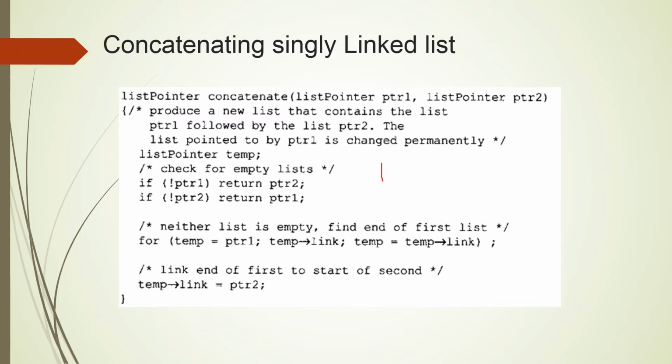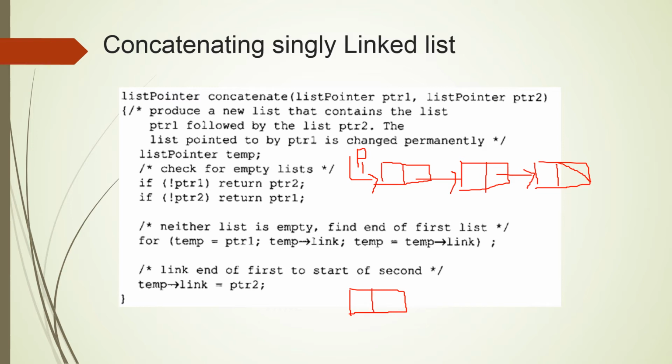Let us take one simple example with three nodes. This is the first single linked list with three nodes. So here this link field is pointing to the next node, this link field is pointing to the next node, and link field of the last node is null, and this is pointed by PTR1.